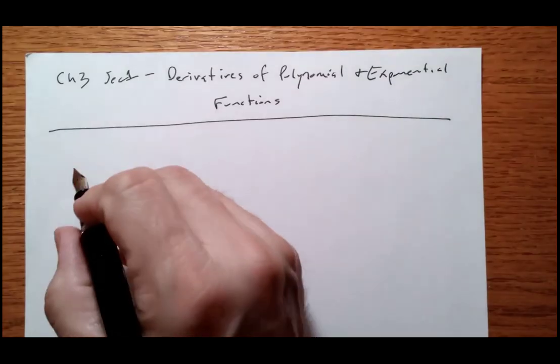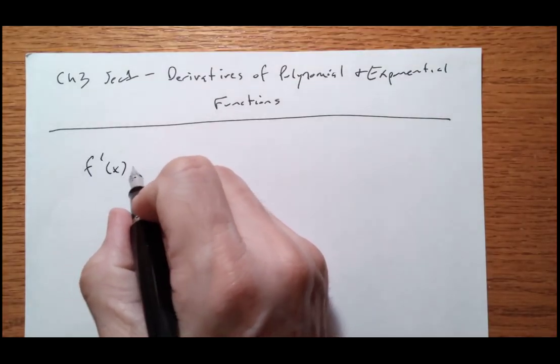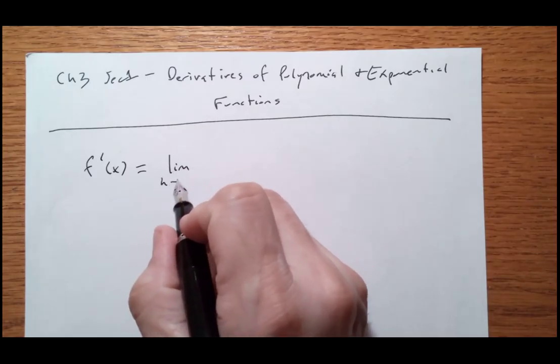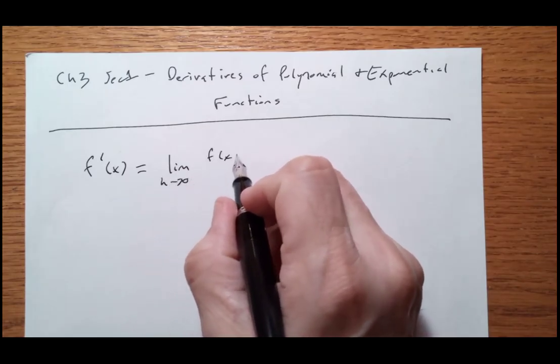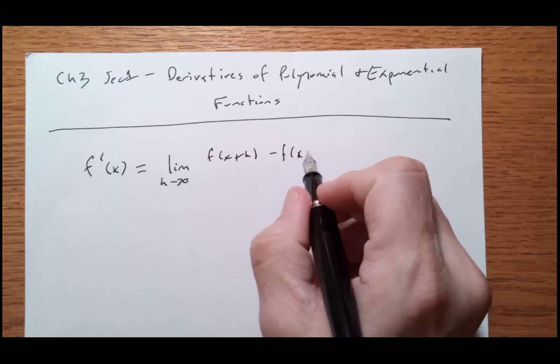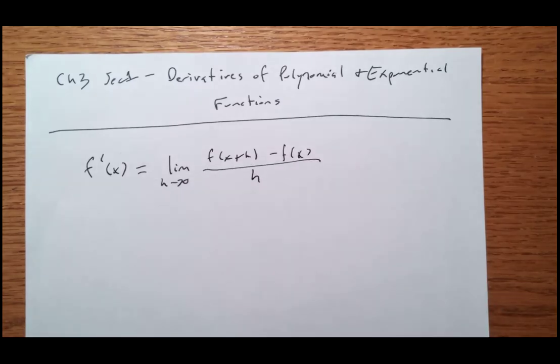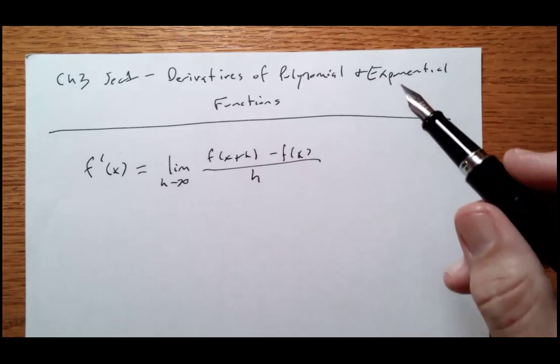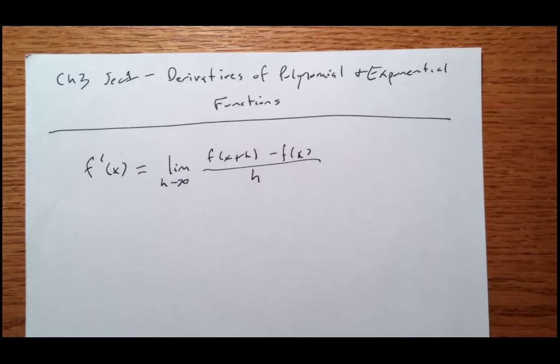I want to do derivatives. My derivative equation, limit as h goes to 0, f of x plus h minus f of x all over h, is a pain in the butt. So I'd like to see if there are easier ways to do this. I'm going to look at different kinds of functions and see if we can come up with some patterns and make some overall statements that will make our lives easier when it comes to taking derivatives. We're going to start with polynomials.